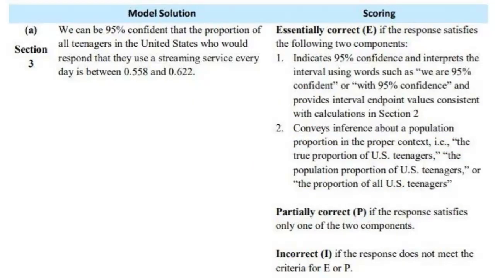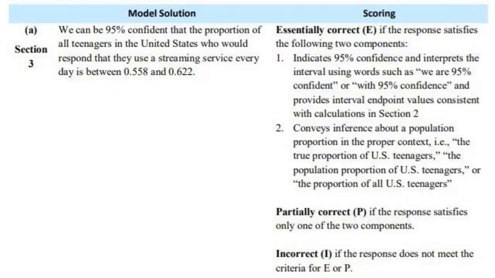Section 3 was, conclude. We can be 95% confident that the proportion of all teenagers in the United States who would respond that they use a streaming service every day is between 0.558 and 0.622. Two things that you have to be looking for on this. You have to indicate that 95% confidence and interpret the interval using words such as we are 95% confident or with 95% confidence. And you have to provide the interval endpoint values. And then you have to talk about the population proportion in context.